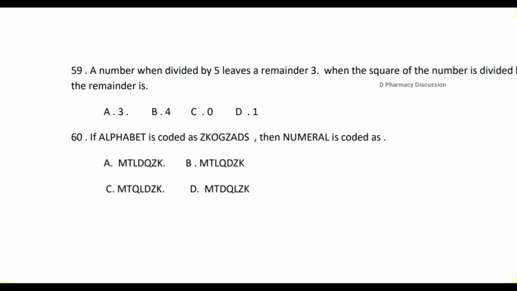Next question. If alphabet is coded as Z, K, O, G, Z, A, D, S, then numeral is coded as. Now you can choose the correct answer from the options. Okay, here the correct answer is option A.